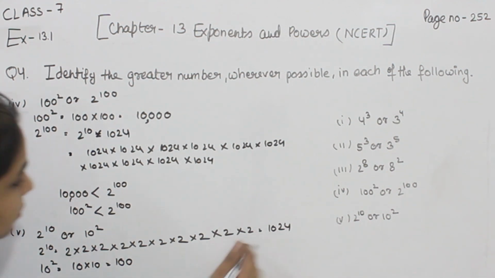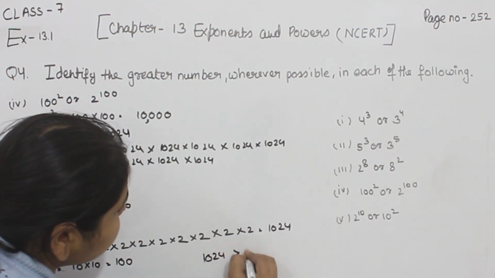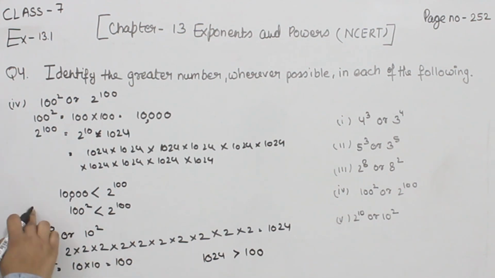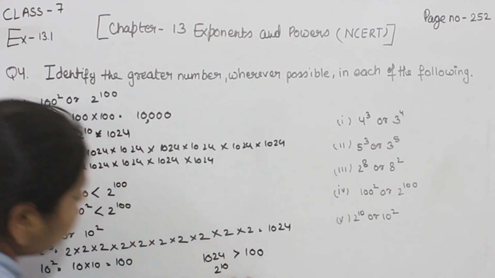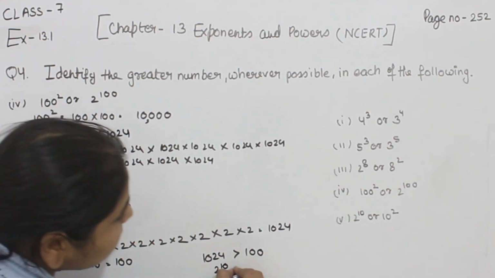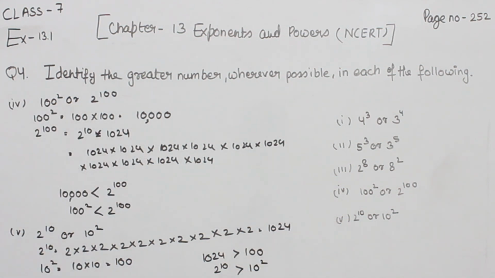Now 1024 is greater than 100. And this 1024 is representing 2 to the power 10 and this 100 is 10 to the power 2. So this is the part 5. With this one, we have completed the question number 4. In the next video, we are going to start with the question number 5.